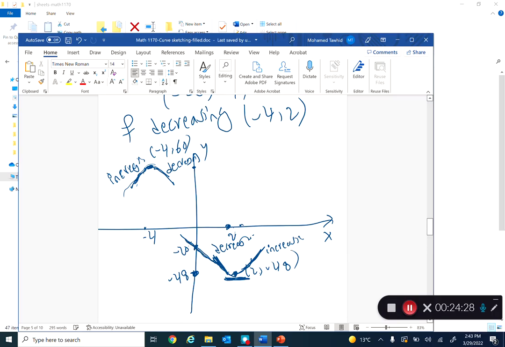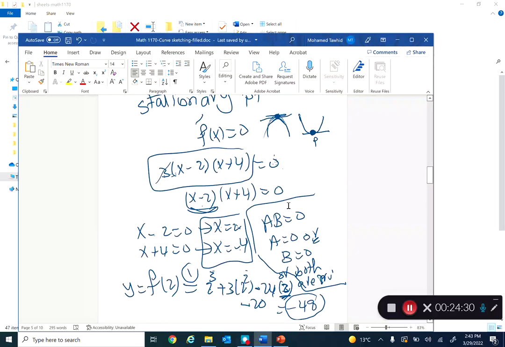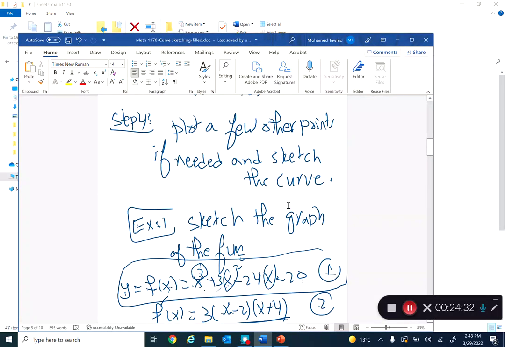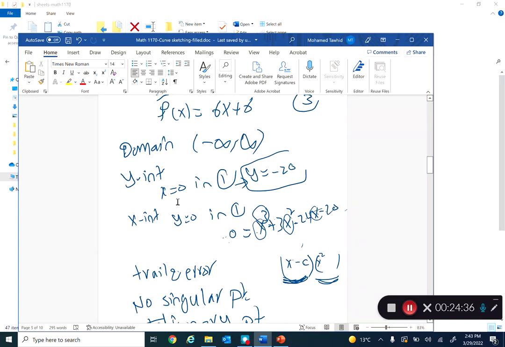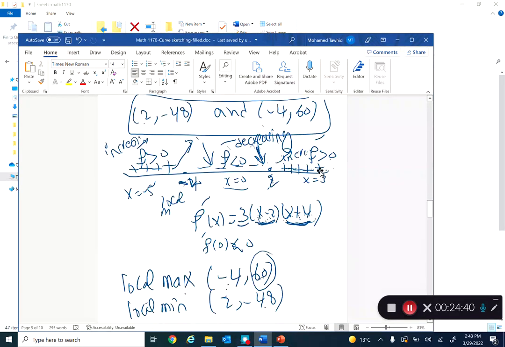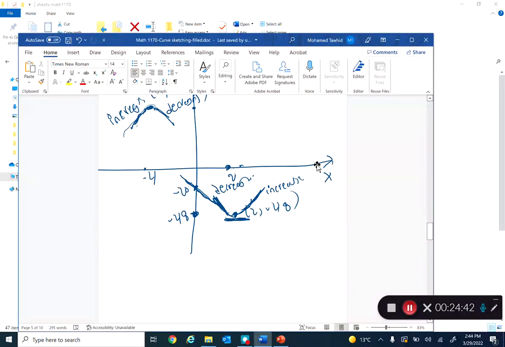Look what you have up here when I start the problem. I said y-intercept. How to get y-intercept? I set x equals 0. I get y equal -20. So means your graph cross y-axis at -20. So that's what I did.